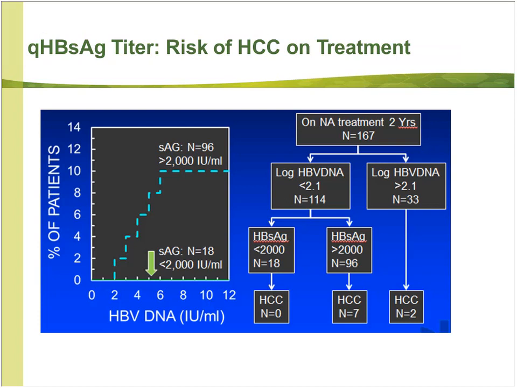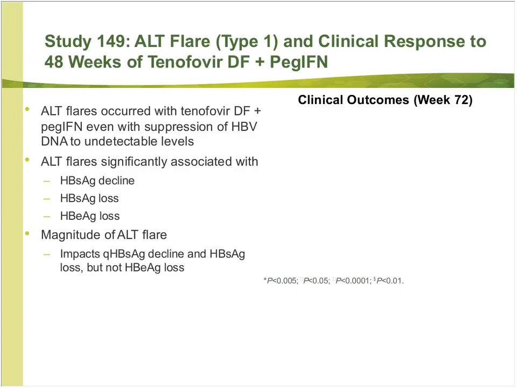Now we're combining that with HBV DNA levels. So if you've got a low S antigen, it doesn't really matter what your HBV DNA level is. If you have a high S antigen, the higher the DNA level, the higher the risk of HCC.